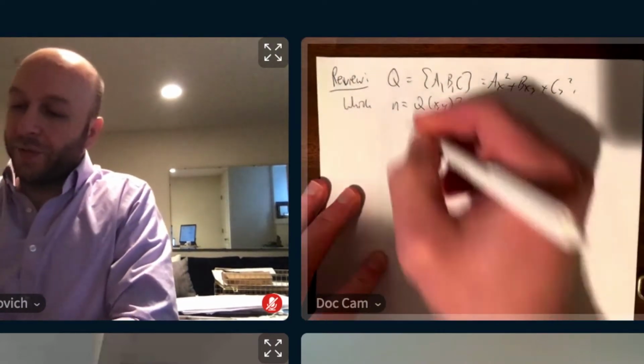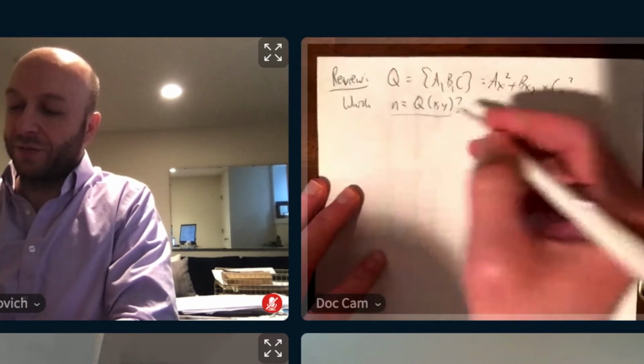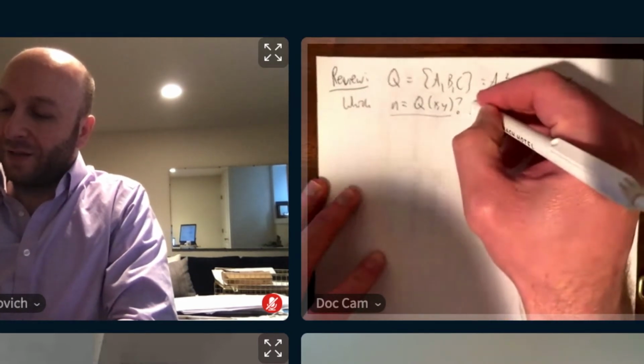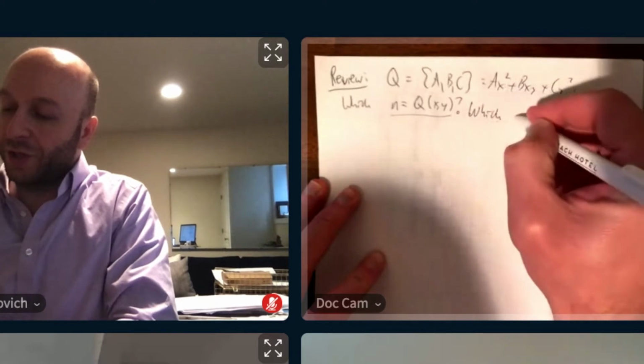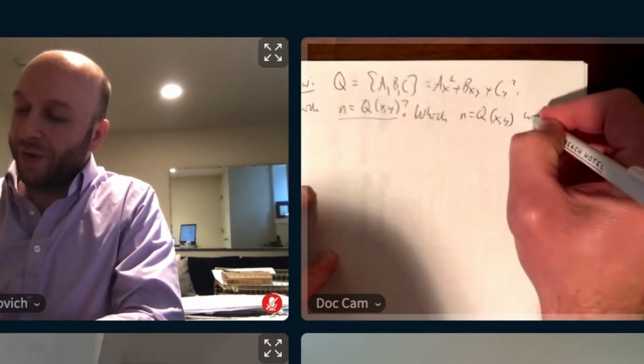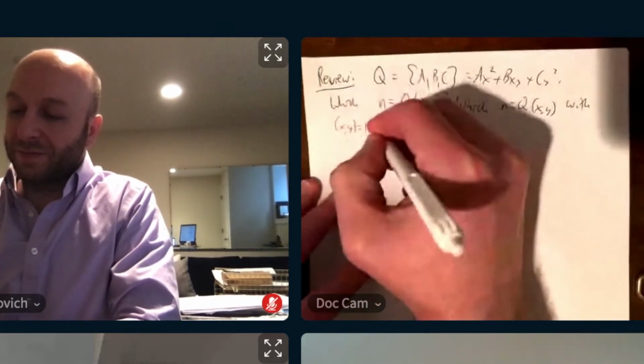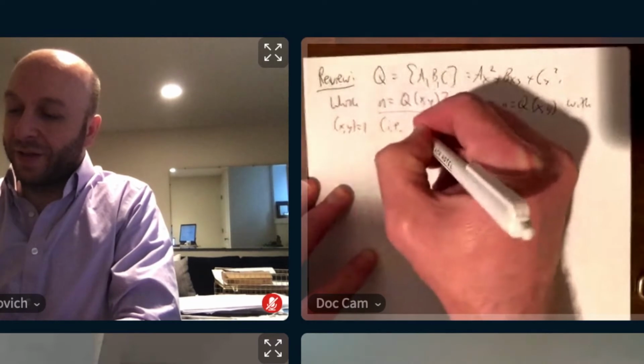And we observed that it's enough to ask about primitive representation. So this is just representation. And then maybe a better question is which n are represented primitively, with x and y coprime, i.e. primitively.